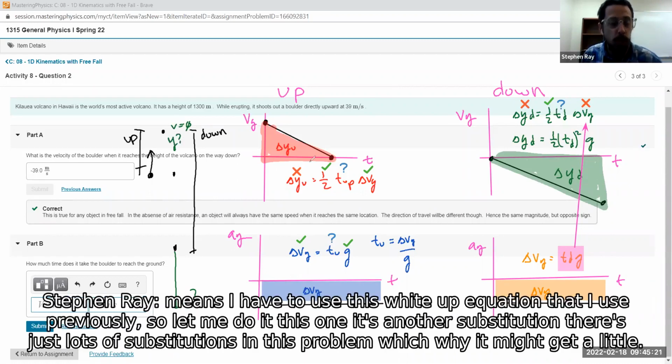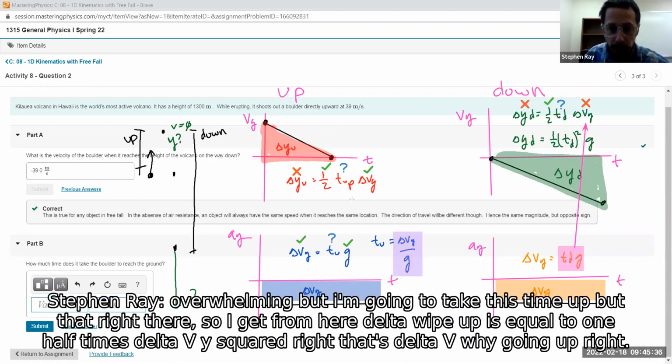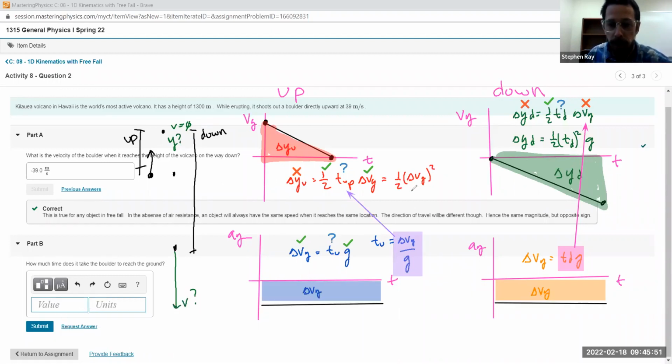It means I have to use this y up equation that I used previously. So what I'm going to do with this one, it's another substitution. There's just lots of substitutions in this problem, which is why it might get a little, I won't say overwhelming, but I'm going to take this time up, put that right there. And so I get from here, delta y up is equal to 1/2 times delta vy squared, right? That's delta vy going up, right? All over g.